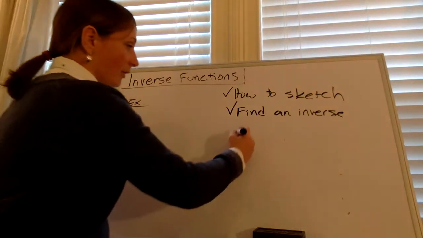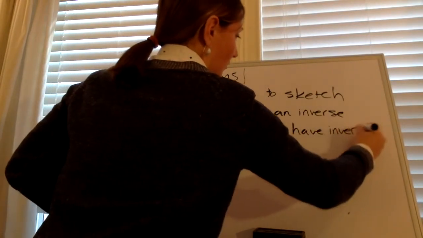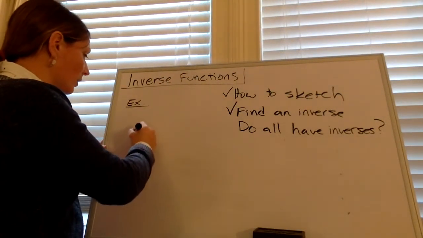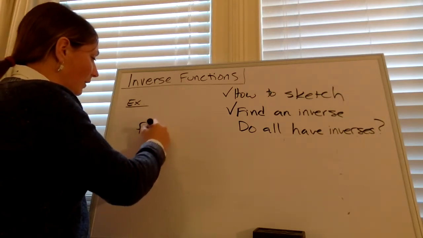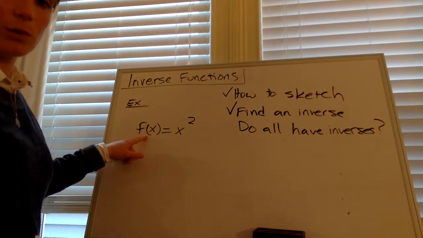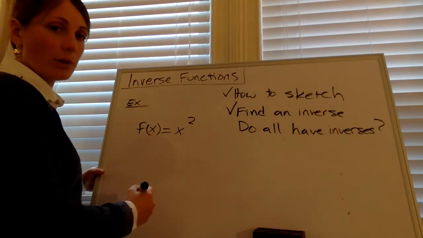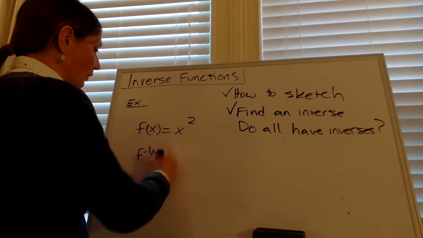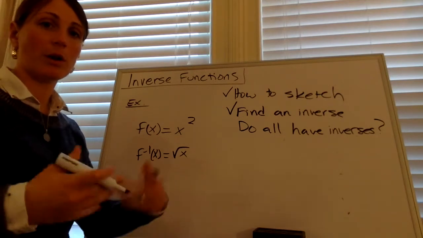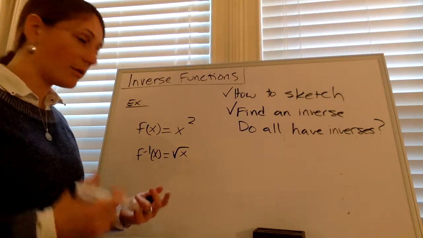Do all functions have inverses? The answer to that is no, and I'll show you one example here that might look obvious. If I let f of x equal x squared, which is just our parabola, then we might quickly look at that and say, well, f inverse must then be the square root of x, because squaring something and square rooting something are inverse operations. The only problem with that is that it violates the graphic definition of inverse.